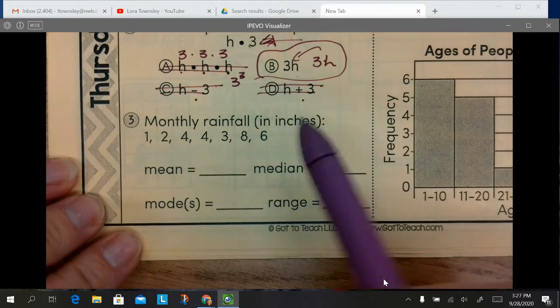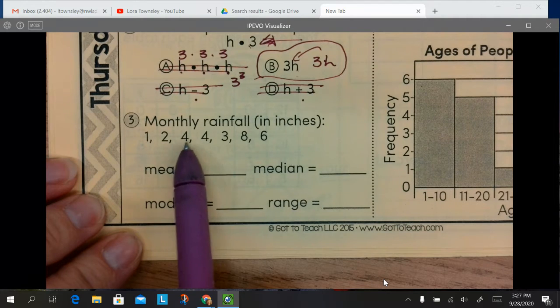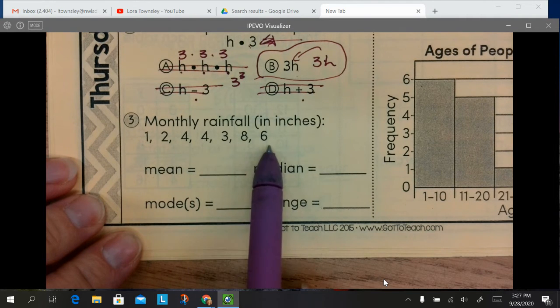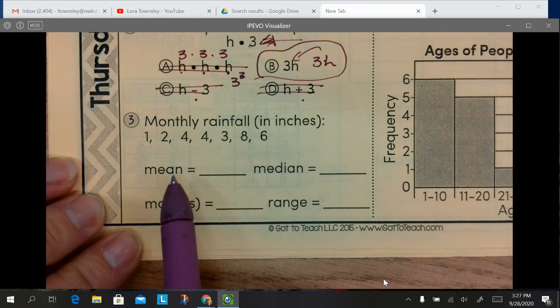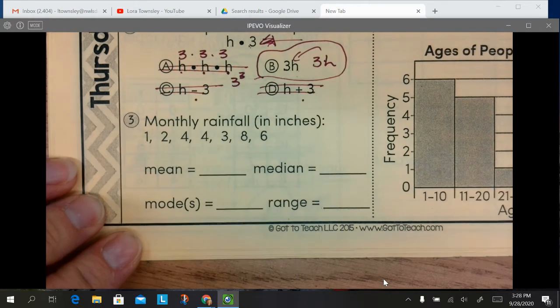Number 3. Monthly rainfall. It looks like we've got rainfall of 1 inch, 2 inches, 4 inches, 4 inches, 3 inches, 8 inches, and 6 inches. They want to know what the mean is, what the mode is, what the median is, and what the range is. Let's start with an easy one.